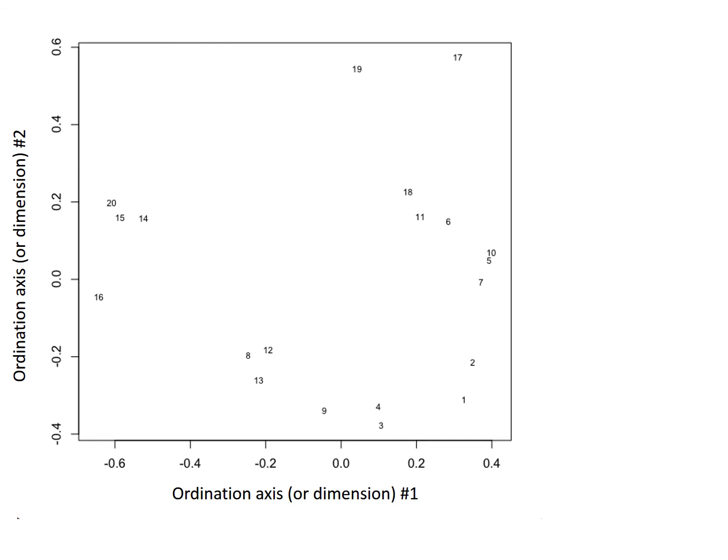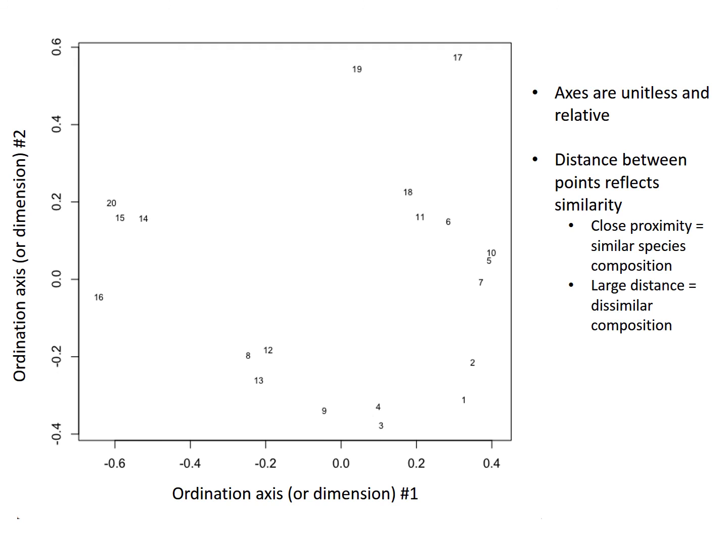Okay, so let's look at how to interpret an ordination diagram. The first point here is that the axes are unitless and they're relative. You could flip those axes around, it doesn't really matter. The second point is that the distance between points reflects their similarity in terms of community composition. So plots that are located close to each other have similar species composition, whereas when plots are separated by a large distance, it means that they've got dissimilar composition.